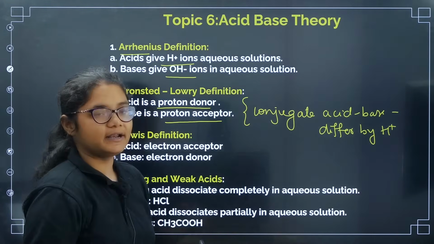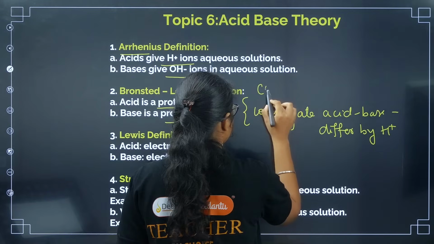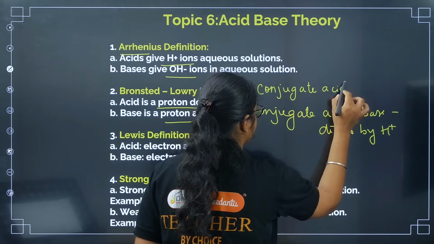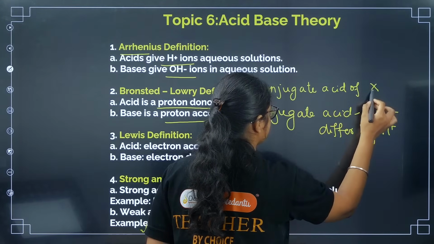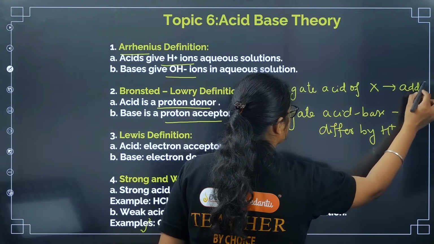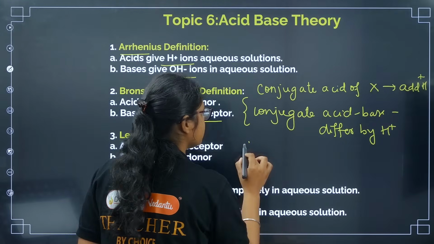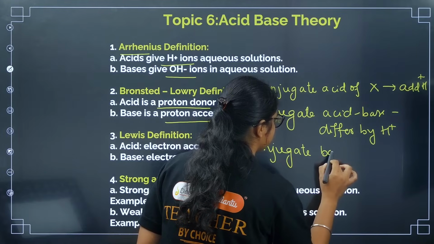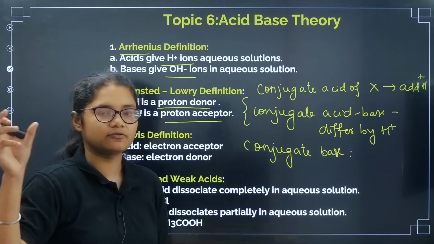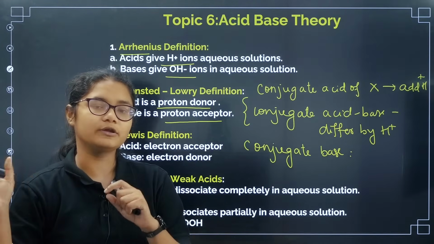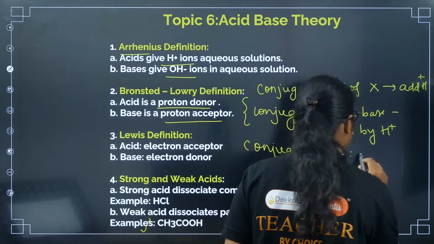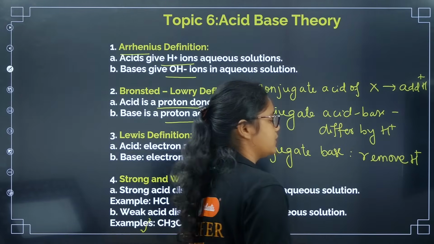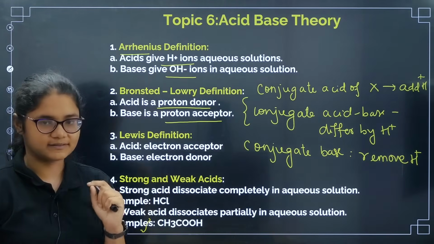Now if you want to find the conjugate acid of any X, then you have to add 1 proton. And if you want to find the conjugate base of anything, then that molecule must behave as an acid, so you have to remove 1 H plus. Clear? So this thing you have to remember, and questions can be asked from here.